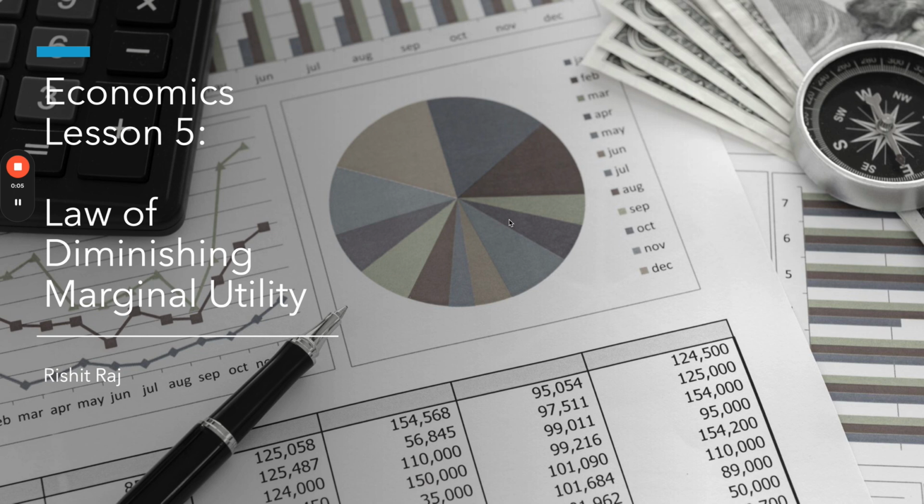Today is the 5th of December 2024, and I'll be going over my 5th lesson on economics. More specifically, now we're covering microeconomics, and I'll be going over the law of diminishing marginal utility.